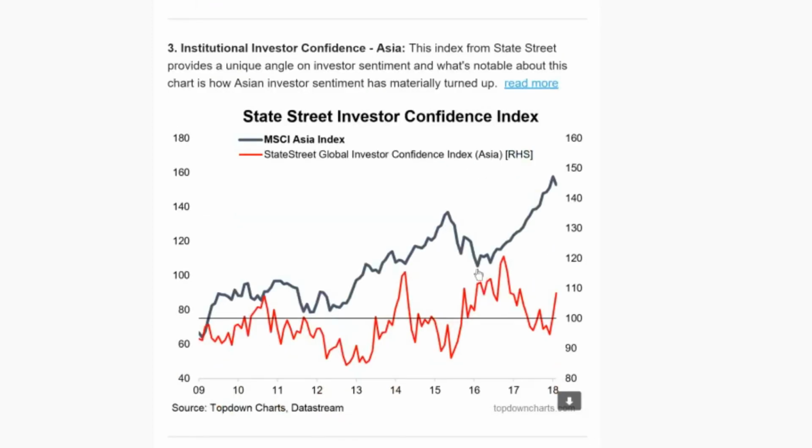Number three, this is a bit of a favorite of mine. It's called the State Street Investor Confidence Index, the one in red there, and that is specifically the one for Asia. If you understand State Street's business model, basically it looks after money for large investors such as pension funds, fund managers.